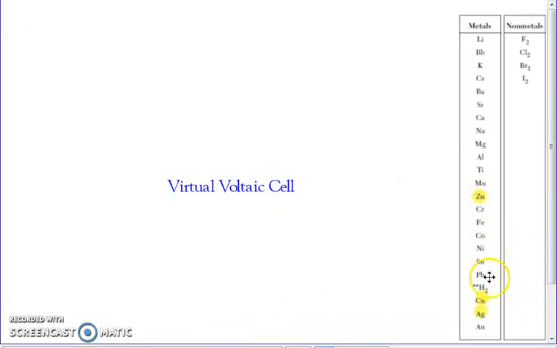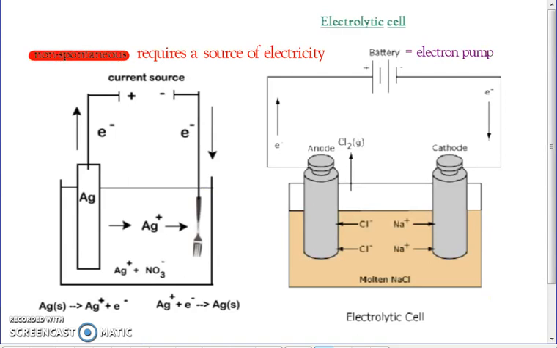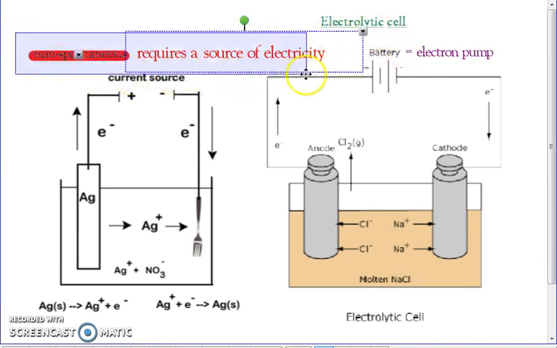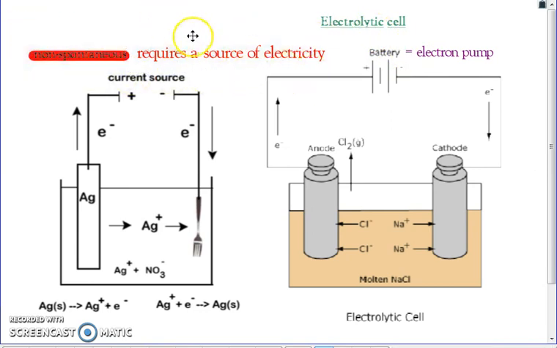Because zinc was higher than silver, zinc was being oxidized, silver is being reduced. The other type of electrochemical cell is called an electrolytic cell. Electrolytic cells are non-spontaneous. They require energy. They require a source of electricity.